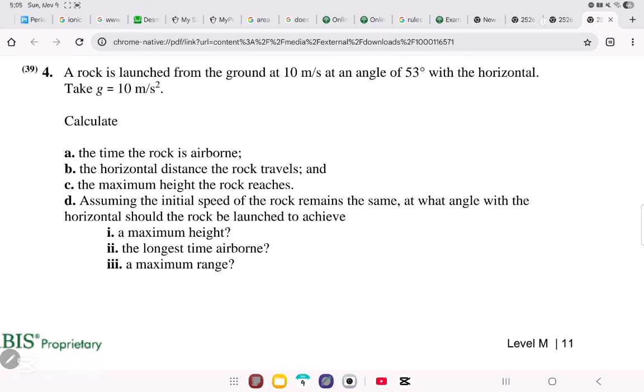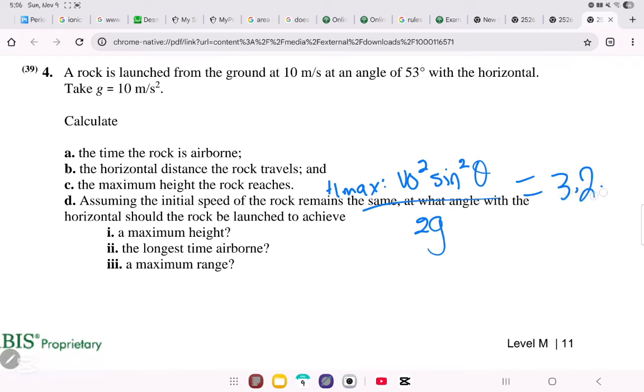Now, the maximum height that the rock reaches, h max. How do we find h max? We go back to the equation. Where is the equation of h max? It's v0 squared sine squared theta over 2g. You substitute all of the values, right? So 10 squared times sine 53 squared over 2 times 10. That's going to be what? That's going to be 3.2 meters.